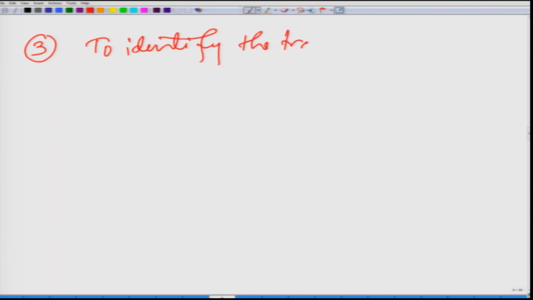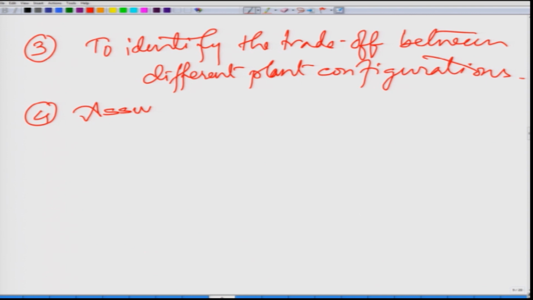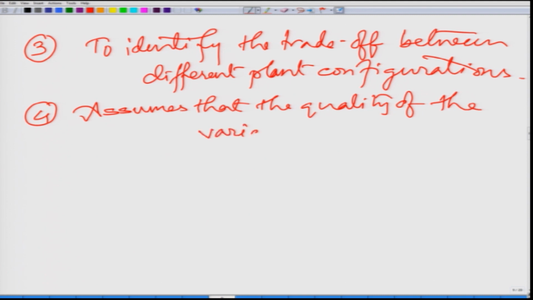the trade-off between different plant configurations. And it eventually assumes that the quality of the variable input is constant.